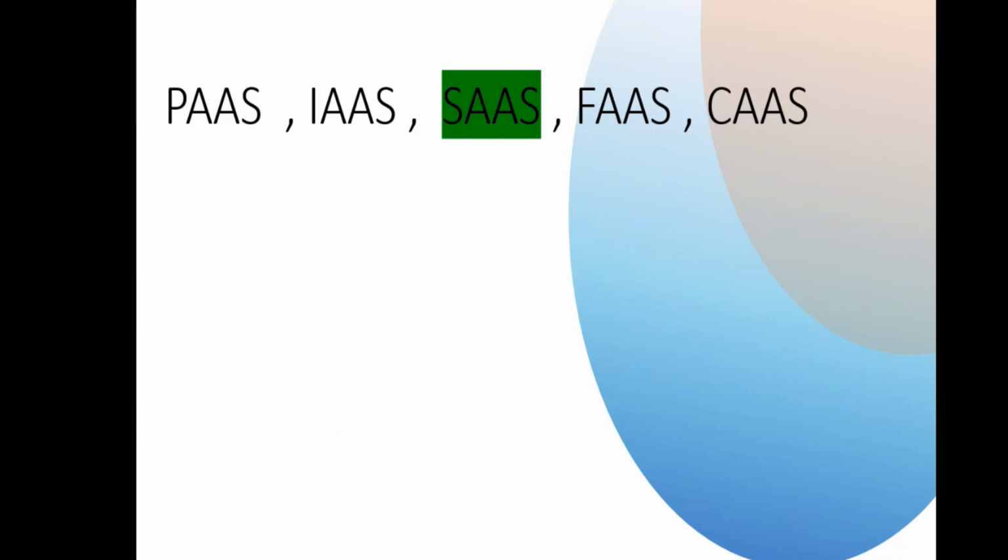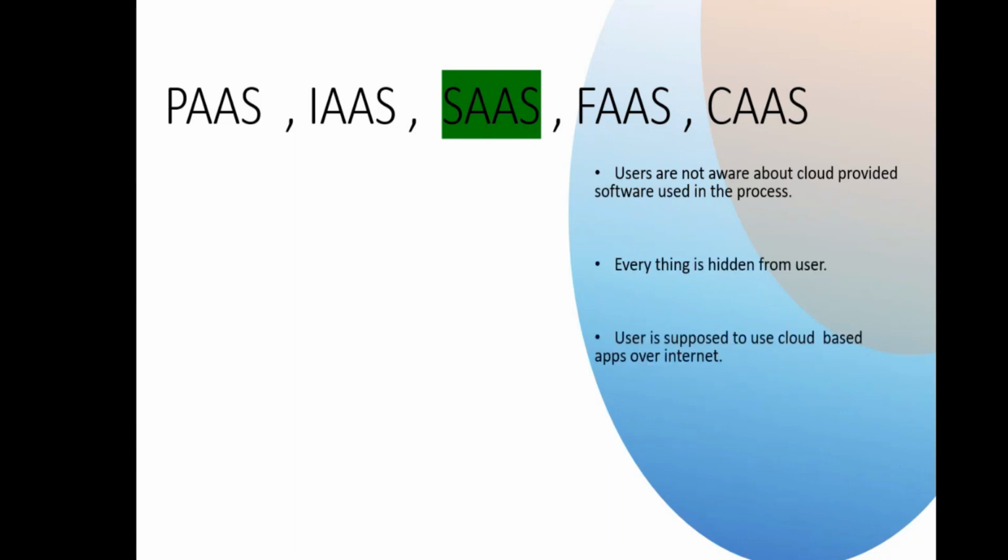SaaS full name is Software as a Service. You see the name? And the question is, what does it mean by Software as a Service? Let me give an example of Software as a Service: our Gmail, or our Google Drive, or Google Workspace. These are examples of Software as a Service.